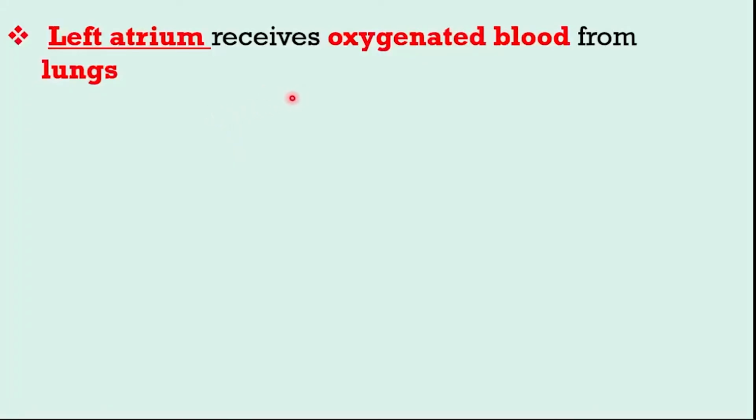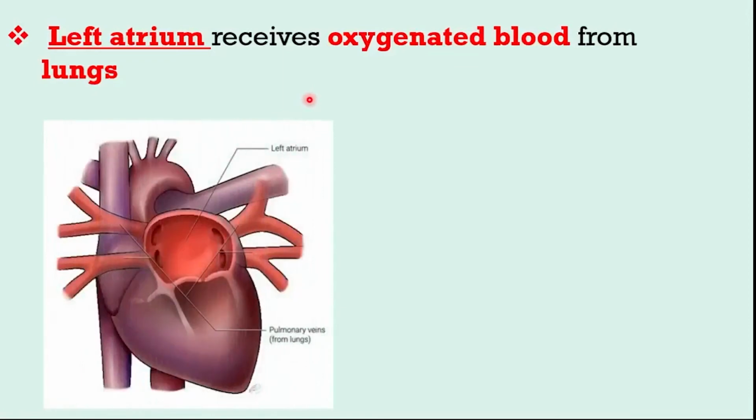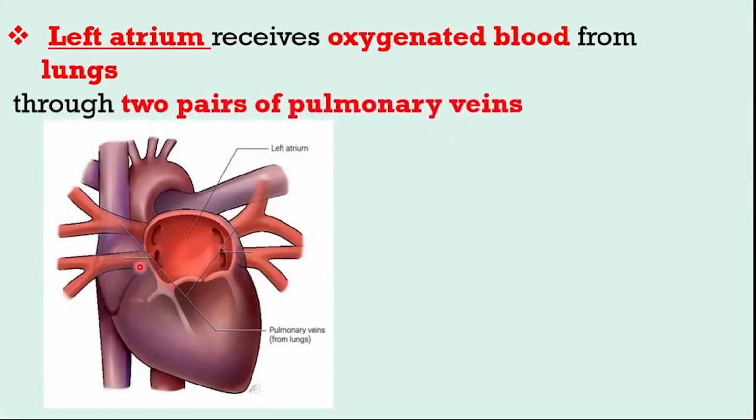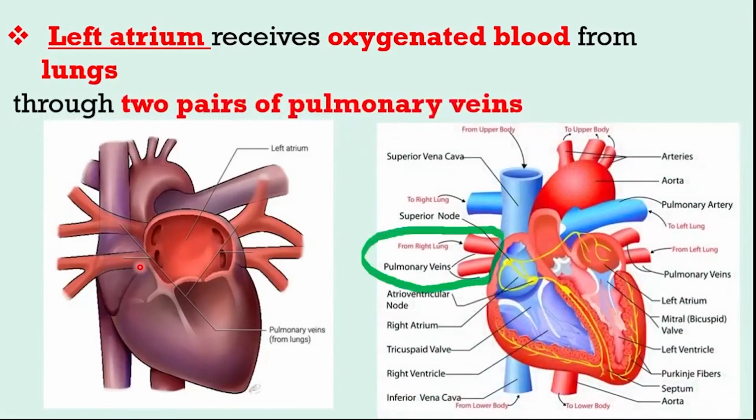Let's enter into the left atrium now. The left atrium receives blood from both the lungs. It receives blood only from the lungs, so the left atrium is smaller when compared to the right atrium. From each lung, two pulmonary veins carry the oxygenated blood to the left atrium. So in total, 4 pulmonary veins bring oxygenated blood to the left atrium.